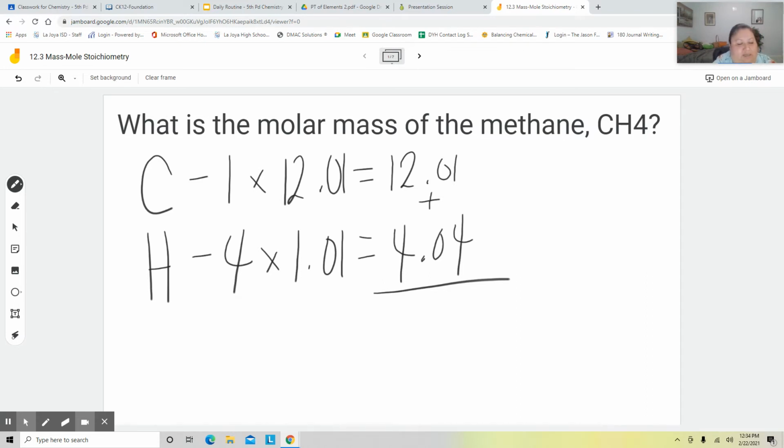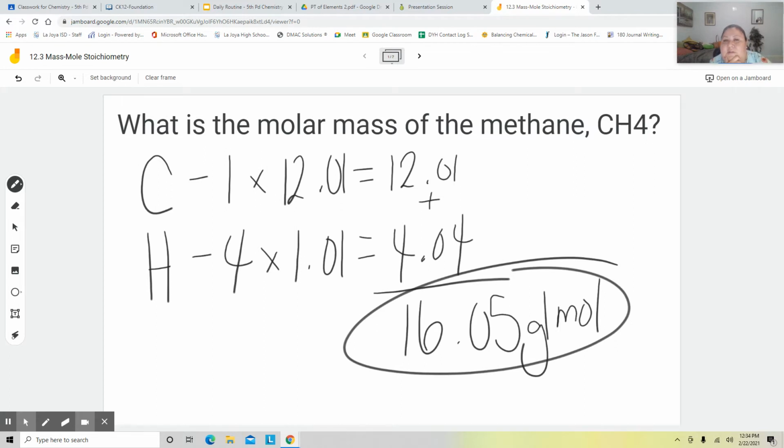Get your calculators. I know it's close by. 16.05. Correct. Yeah, this is easy math and you don't really need a calculator, but it's always available in case you do. That is the molar mass of methane, 16.05 grams per mole. And we're done. Any questions on molar mass? Any questions?